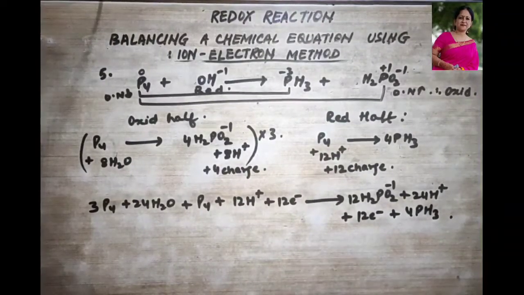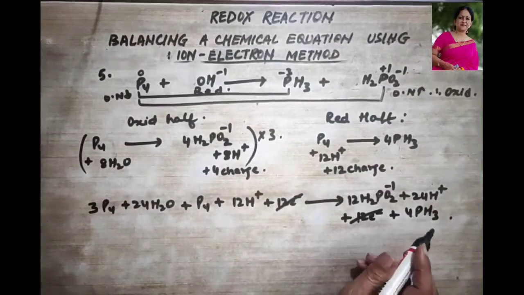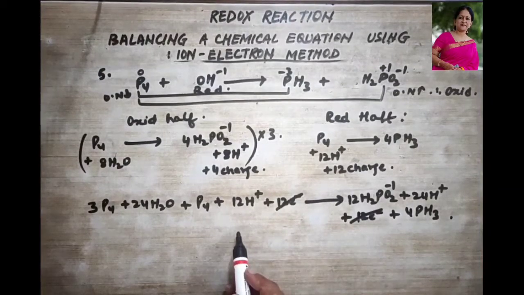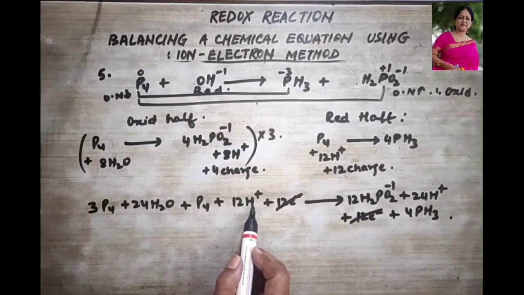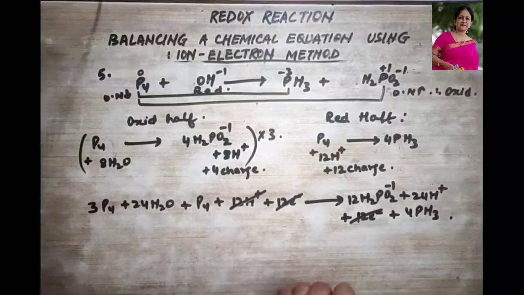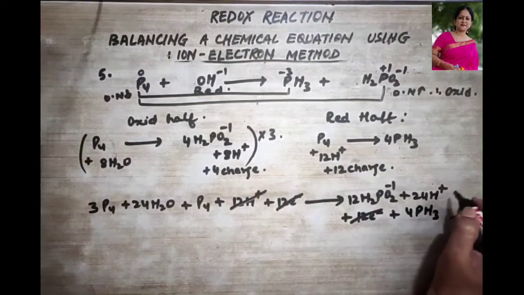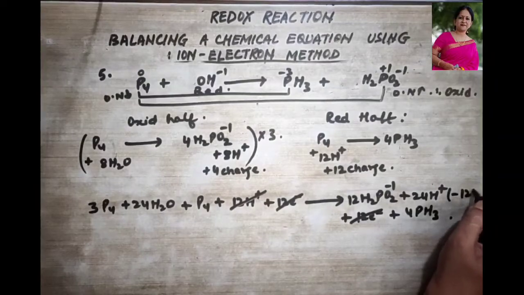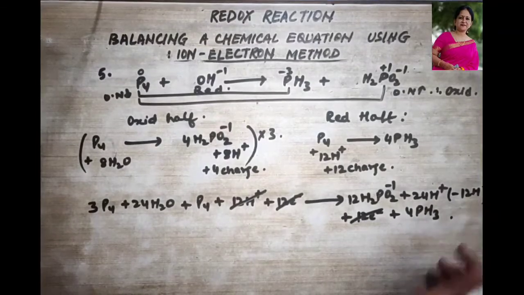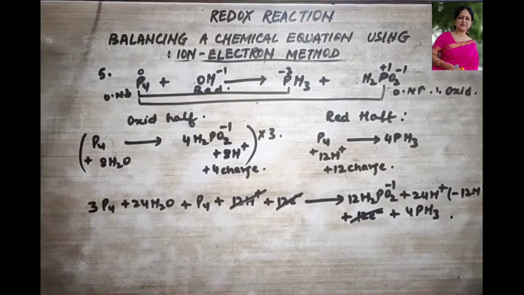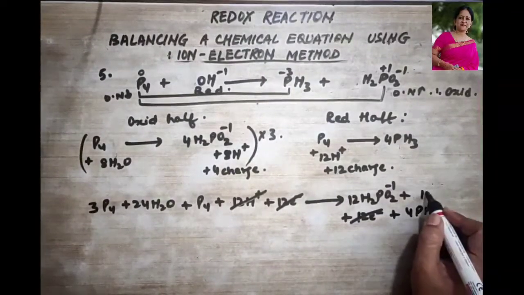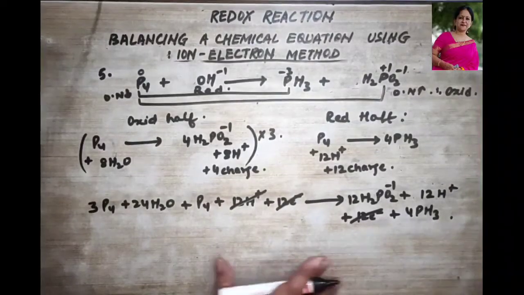Okay, now let's see. These 12 electrons get cancelled. Then let's look at how many hydrogen ions there are. Here there are 24. So if we subtract 12 hydrogen ions from here, how much do we get? We get only 12 hydrogen ions. So I rub this off and we write down plus 12 hydrogen ions. This part is clear.